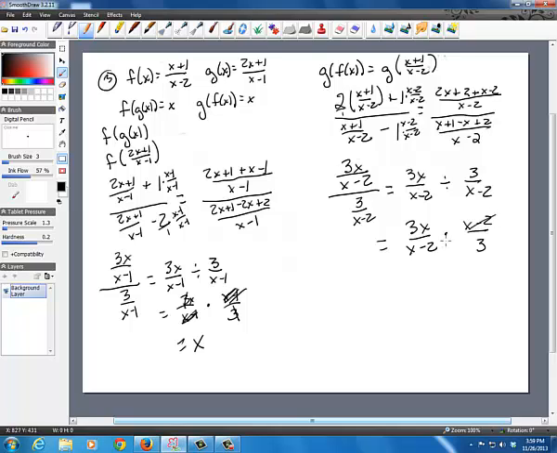And now I can cancel like terms. My 3's cancel, my x minus 2's cancel, I'm left with x. So the question is f and g, are they inverses of each other? Well, I worked both out and got x, so the answer is yes, they are inverses of each other. Okay, I'm going to erase that, do problem 4 because I don't have a lot of room left.